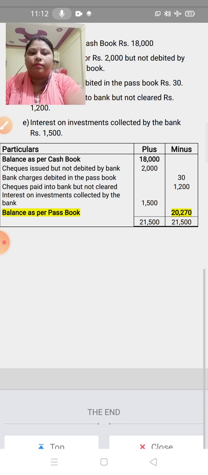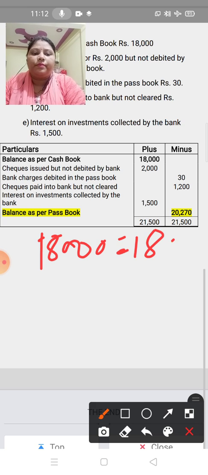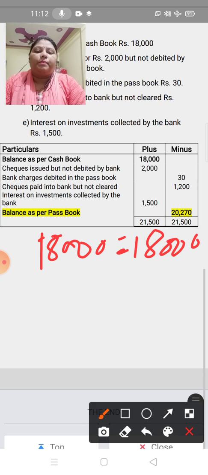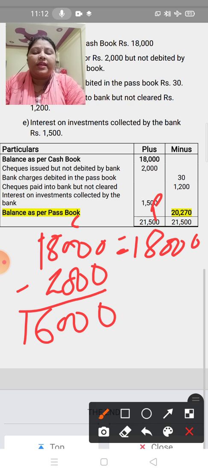See, the passbook balance is 18,000, cash book 18,000 and passbook 18,000. Now when we check issued, it means we have subtracted in the cash book. This is the passbook and that one the cash book. So now the cash book balance is 16,000 if we have subtracted. And we have not subtracted from the passbook because it is not debited by the passbook. So we have not subtracted, it means in the passbook there is 18,000.